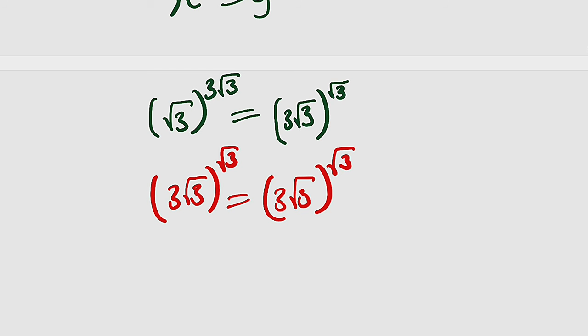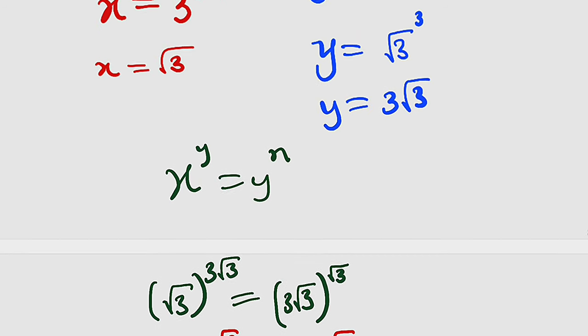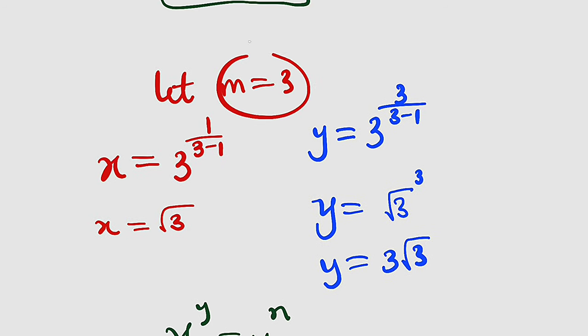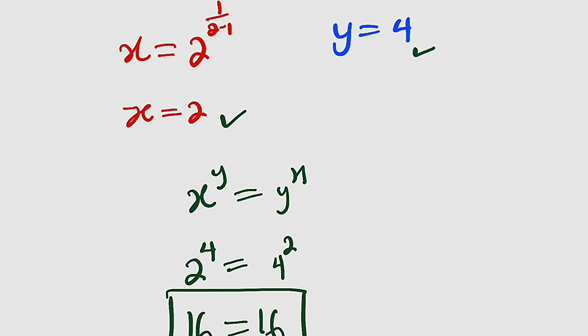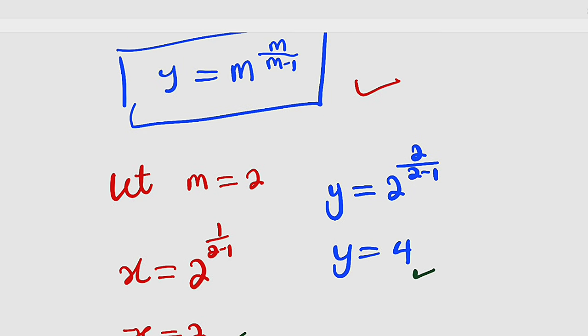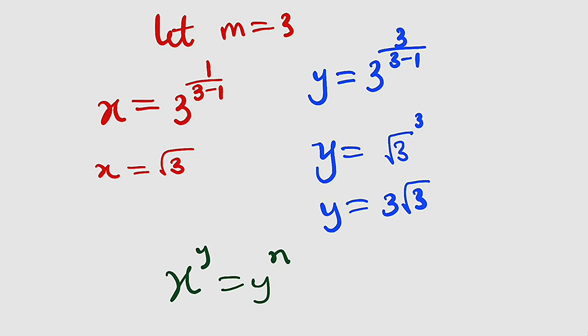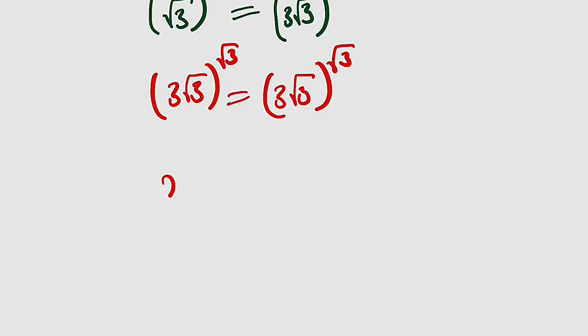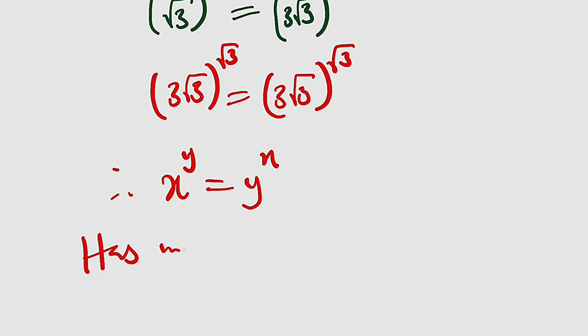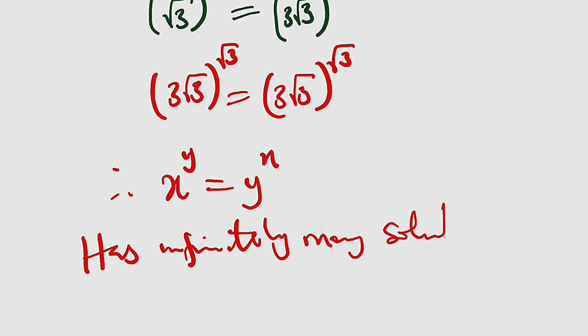You see that? You can test as many possible values of m here on this x and y, then plug it into the main equation. It will surely satisfy. So we conclude that x to the power of y equal to y to the power of x has infinitely many solutions.